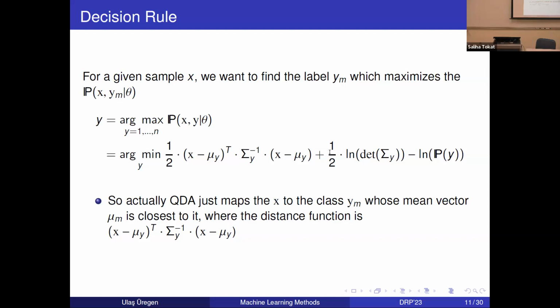It looks like a distance function actually. If the covariance matrix is identity, it gives us the distance from our test sample to the mean of the class. So the role of sigma here is that it transforms the common distance function into a weighted distance function. So QDA, which stands for quadratic discriminant analysis, just maps x to the closest mean.